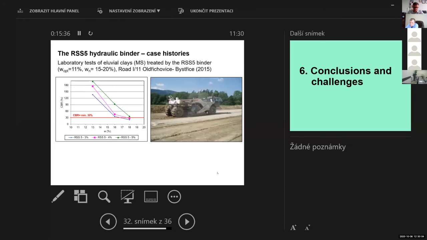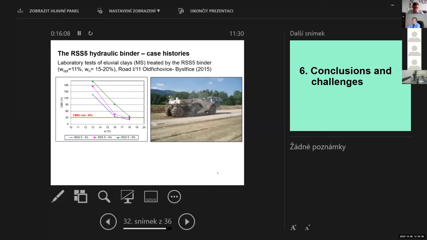There are some hydraulic road binders. For example, there are many trademarks, for example, RSS5. That material was prepared 14 years ago, and I was in the team preparing this new hydraulic road binder. That material consists of calcium fly ash and lime and quicklime, and was used for treatment of various types of clays.